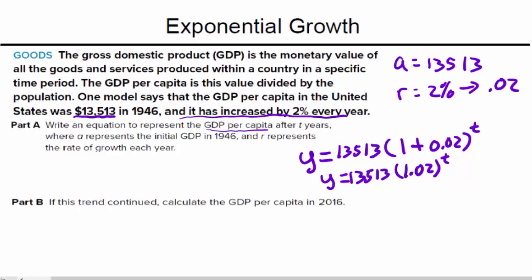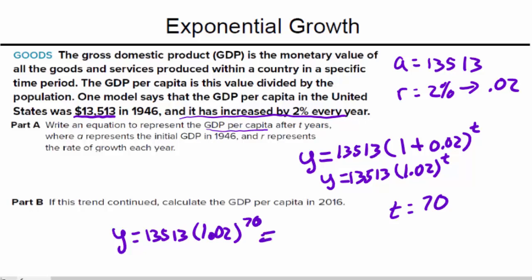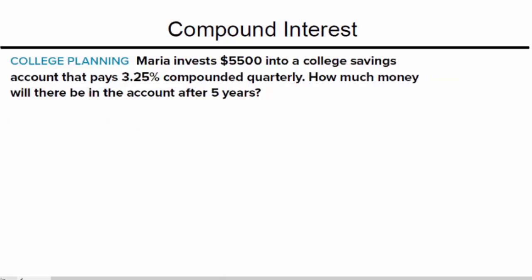It looks like a t value of 70 years, so y is going to equal 13,513 times 1.02 raised to the 70th power. And you will have to use a calculator here. So y ends up equaling, raise this to the 70th power, times 13,513. And we end up with approximately, it's not going to be exact, but approximately 54,046.